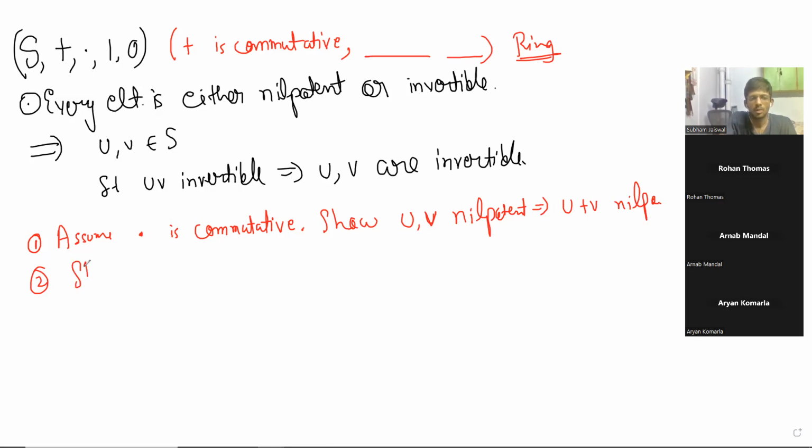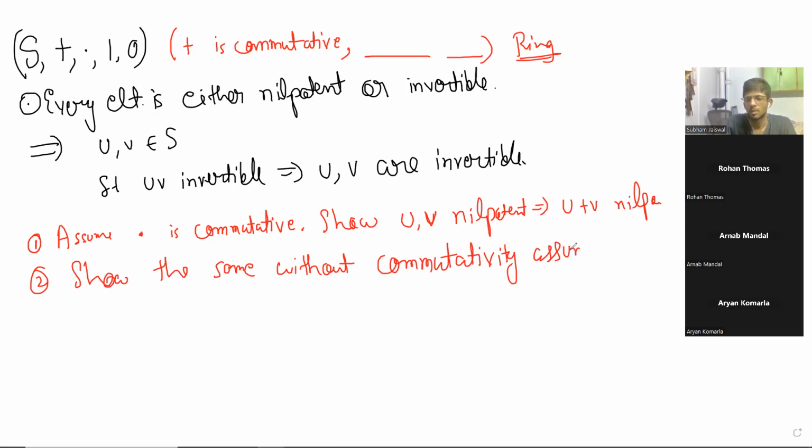And second is show the same without commutativity. This will also be true without commutativity, but the proof might be, I don't know, easier after that. So the same without any assumption of commutativity. These are two homeworks. Again, similar ideas, you have to combine all the mixed ideas.